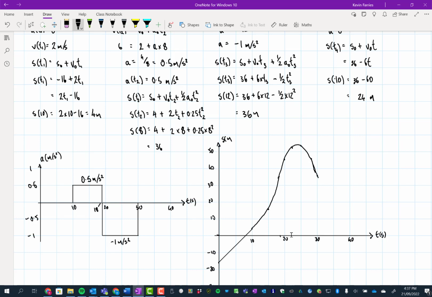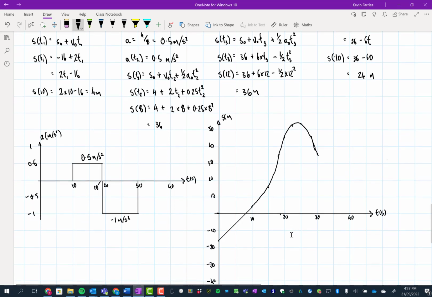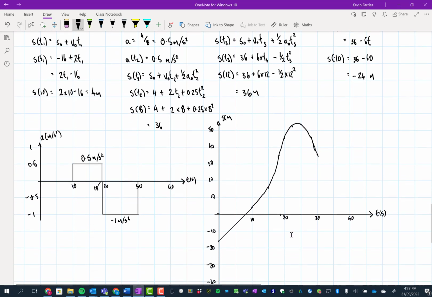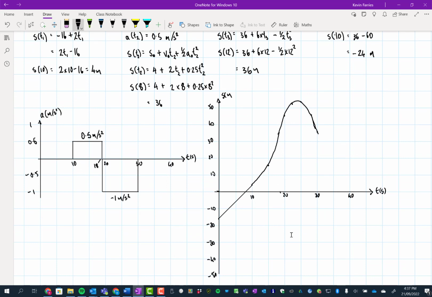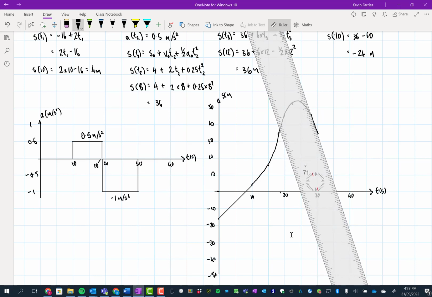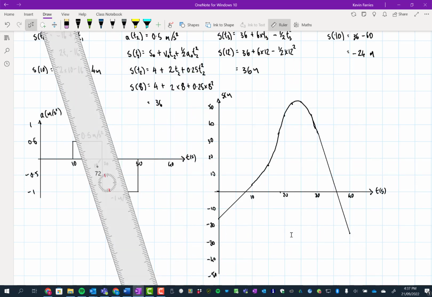That's the end of that stage. Now we've got zero acceleration, so we're back to constant velocity, and we know it's going to go to minus 24 meters. 36 minus 6 is minus 24, so it's going to come down to minus 24 about here. Because it's constant velocity, it must be a straight line change in displacement. So it's going to come straight down like that. So we're going to get a graph something like that.